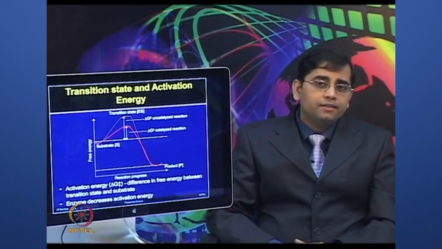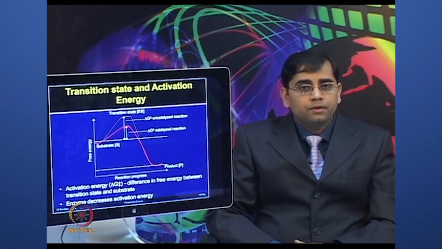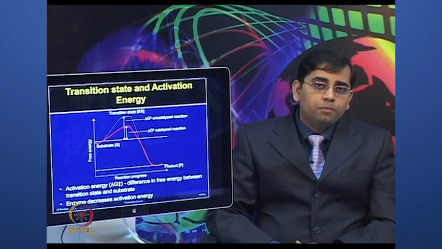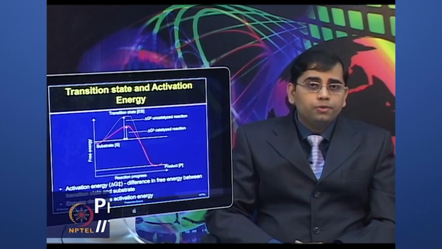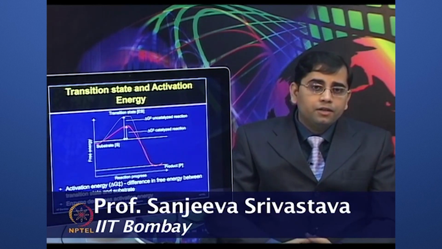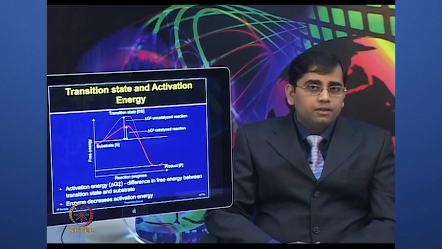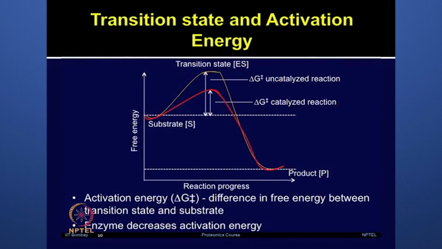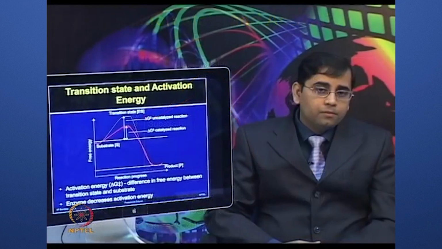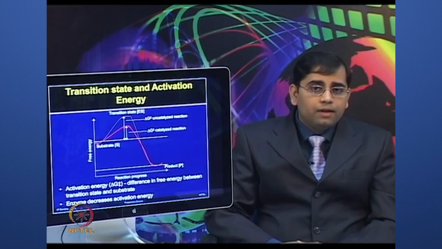So, what is transition state and activation energy? When you take a reaction from substrate to product, it goes through intermediate transition state. The activation energy is difference in free energy between transition state and substrate. The activation energy is a barrier to reactions. Now, if you look at this graph, enzyme decreases the activation energy and alters the rate of attainment of reaction equilibrium by facilitating the formation of S star.